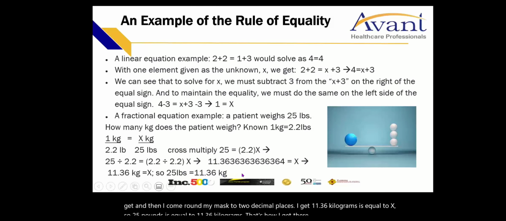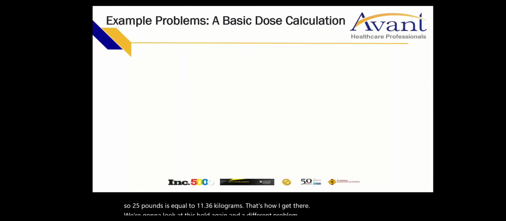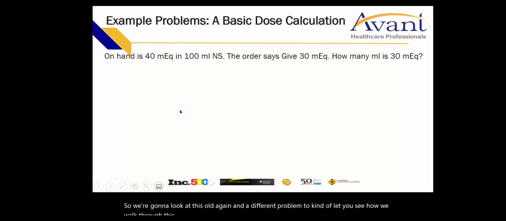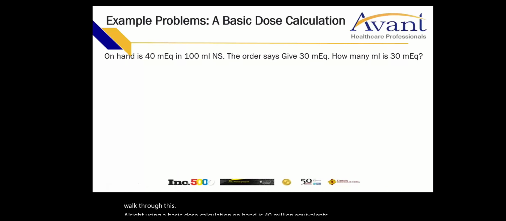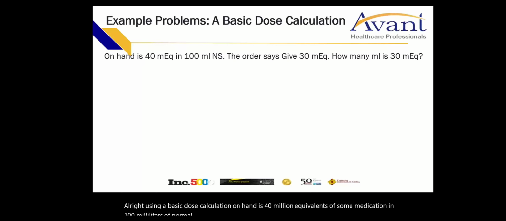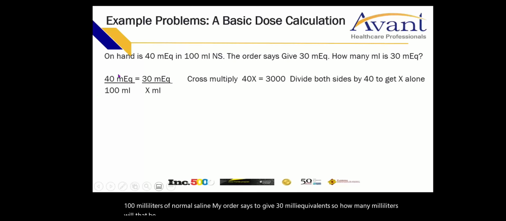So we're going to look at this again, a different problem to kind of let you see how we walk through this. All right, using a basic dose calculation. On hand is 40 milliequivalents of some medication in 100 milliliters of normal saline. My order says to give 30 milliequivalents. So how many milliliters will that be? I can set up my equation. 40 milliequivalents is to 100 milliliters as 30 milliequivalents is to x milliliters.